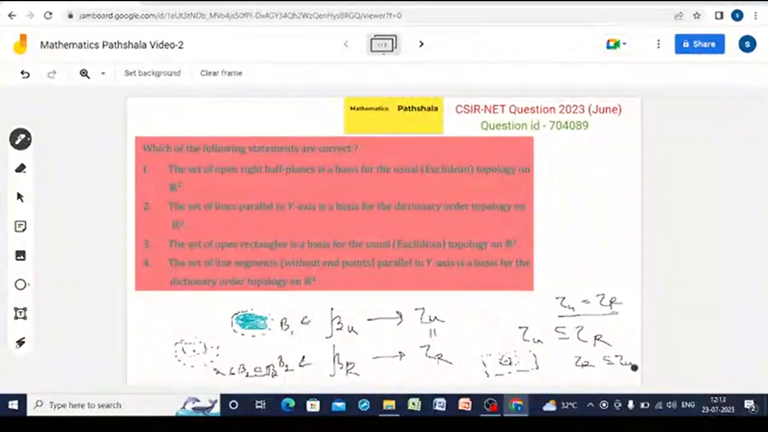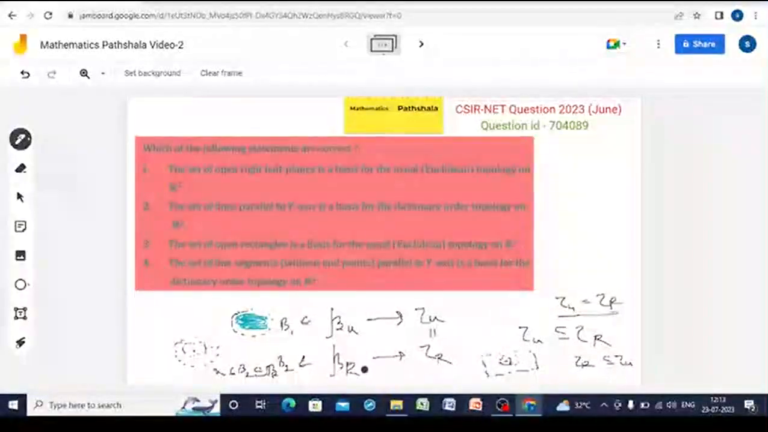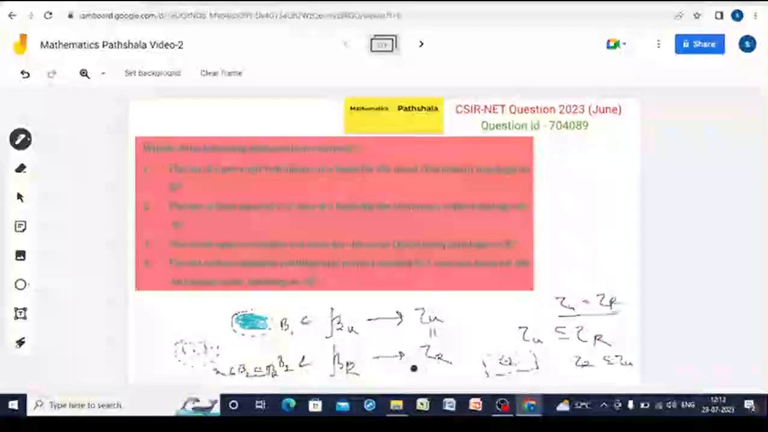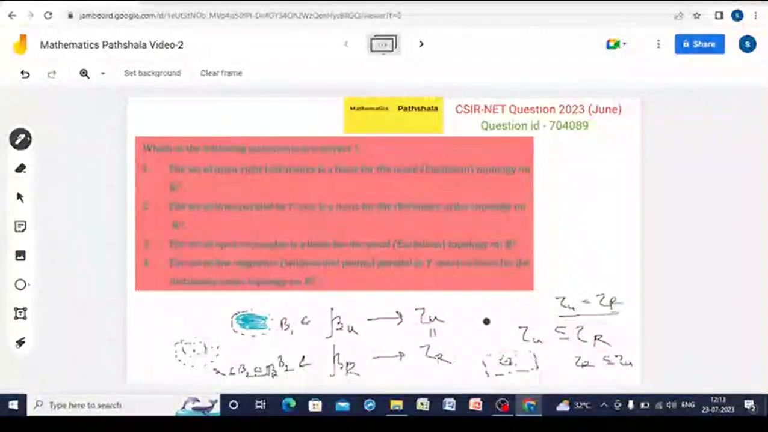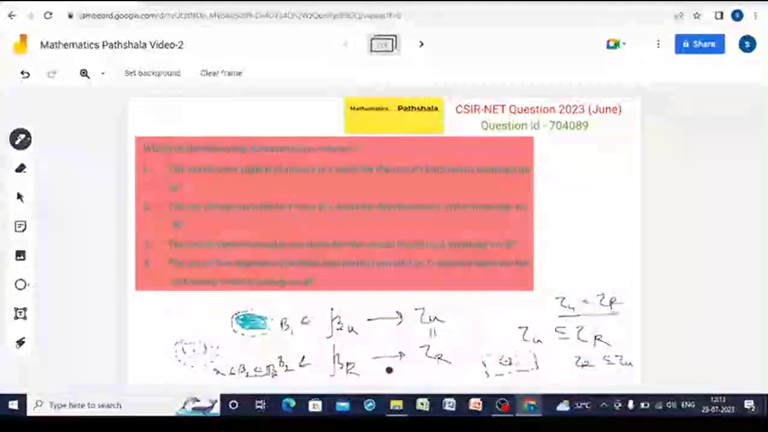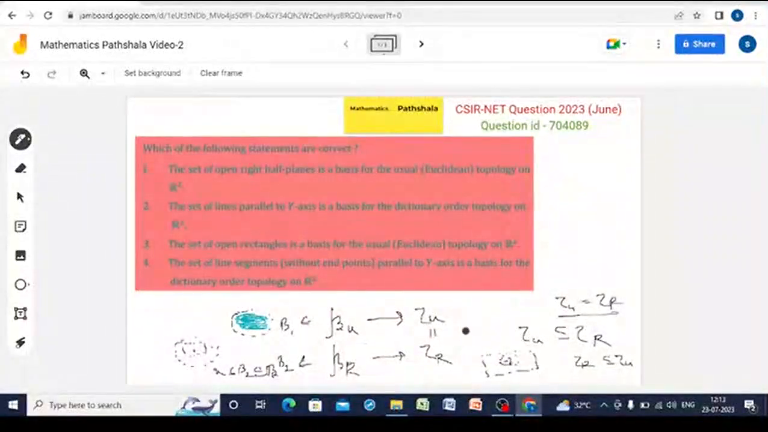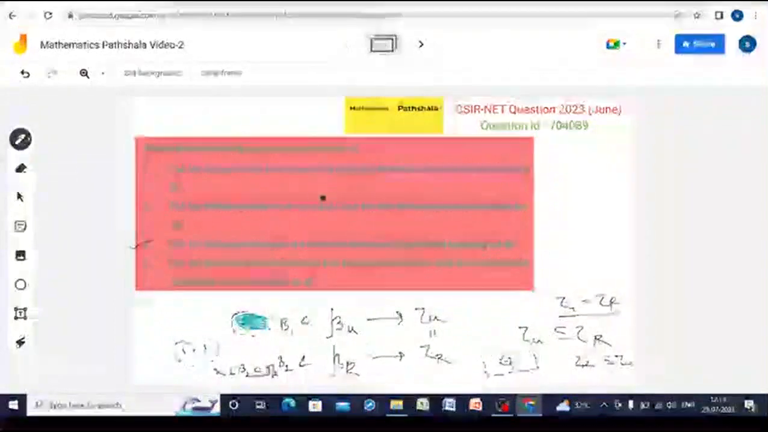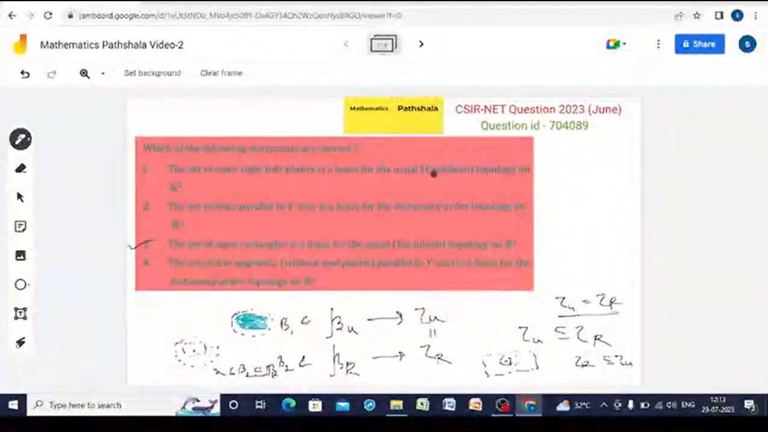So we have now got that if this script BR is the collection of all open rectangles, then script BR generates the topology tau R, which is equal to tau U, the usual topology. So the collection of all open rectangles will generate the usual topology on R2. That means this is a basis for the Euclidean topology on R2. So option 3 is right. Now look at option 1.